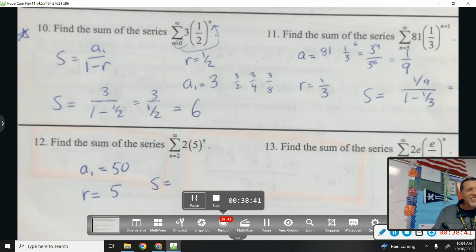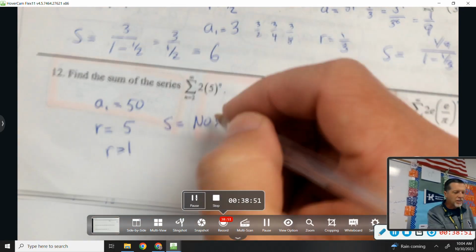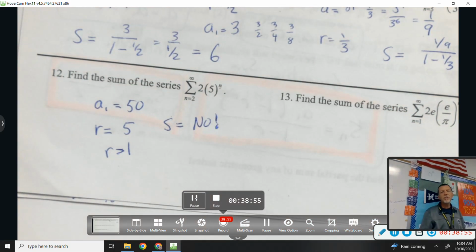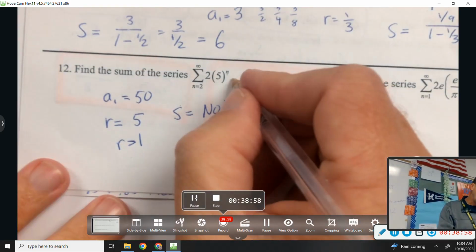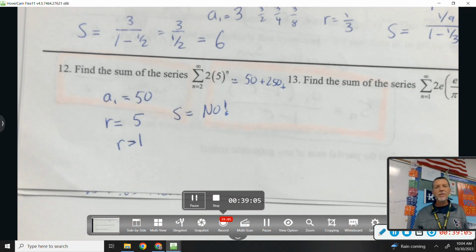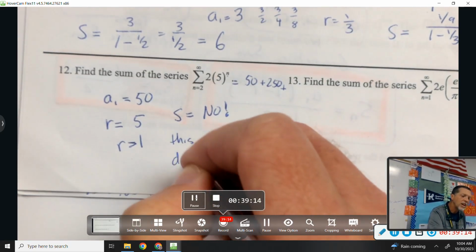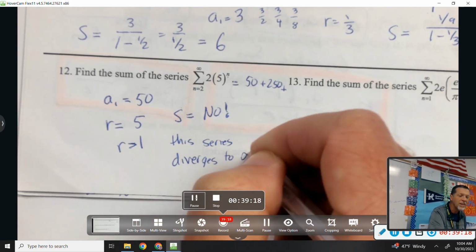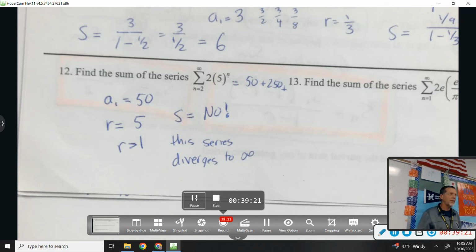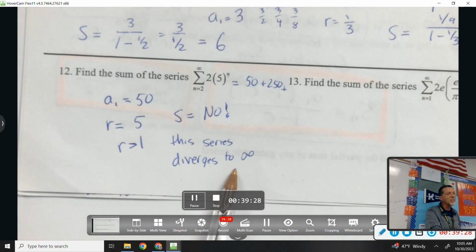What'd you say? Can't do that. Why can't I do that? Because it's greater than 1. Right. R is greater than 1, so that formula doesn't apply. And if you wrote out a couple terms, you'd figure that out pretty quick. Your first term is 50, and your next term is 250, and your next term is 5 times that, and you're only 3 terms in, and it's already blowing up. So no. The fancy way to say that is this series diverges to infinity. It means it's headed toward infinity. And even on the diverging one, you would say it never gets to infinity, right? You'd have to get all of them to get there.